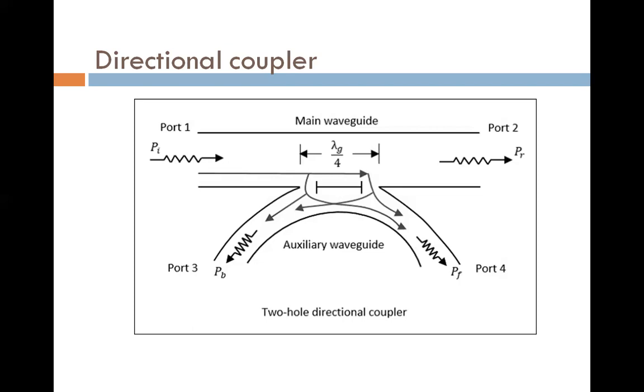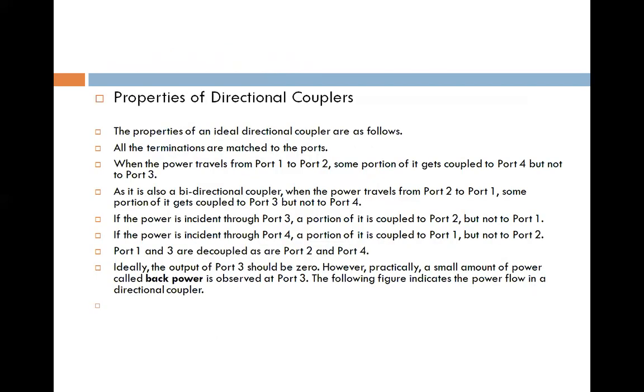So what are the applications? Unidirectional power measurement, SWR measurement, unidirectional wave launching, and unidirectional power divider. So those are the properties. See the properties, and those are the possibilities when we give the power at different ports. So what result do we get at the resultant ports? So those are the possibilities.